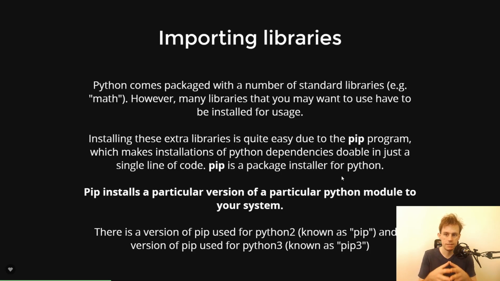Pip installs a particular version of a particular package, which is a package you can find on the internet, for your system. Now there are two versions of pip out there. There's pip, just P-I-P, that's for Python 2, and then there's pip3, which is for Python 3. So in this course, because we're using Python 3, we're going to be using pip3. That's what we're going to use to install all of our modules. If you were using Python 2, then naturally you would use pip. You'll probably use pip at some point in your life anyway, because there are still a lot of very old systems that rely on Python 2. But for this course, we're going to be using pip3.